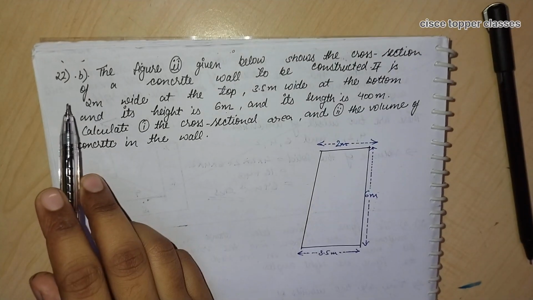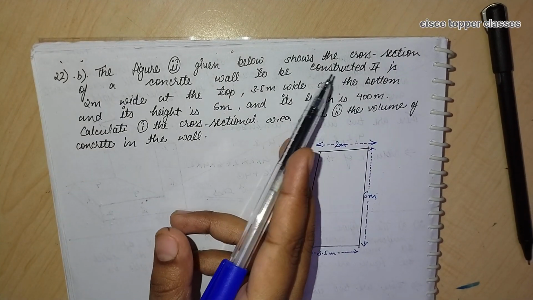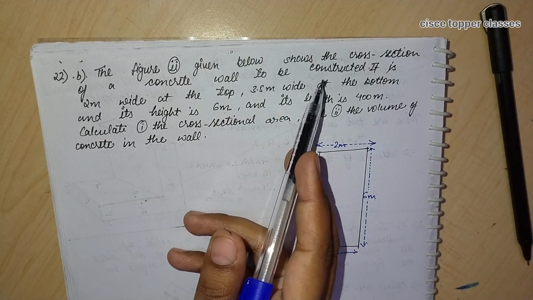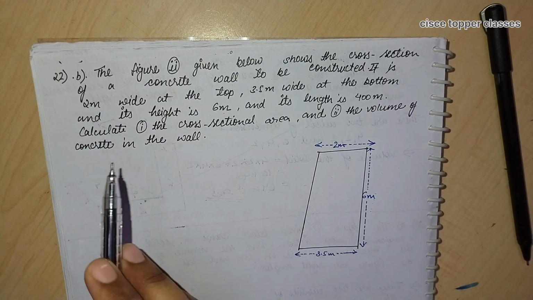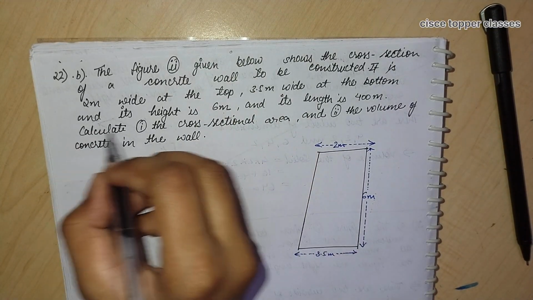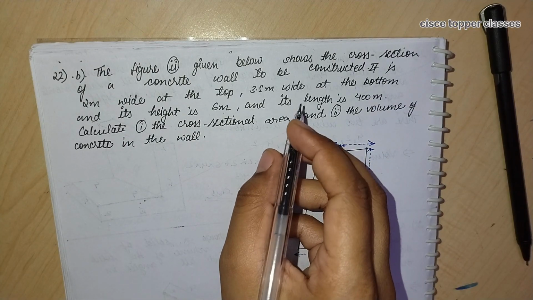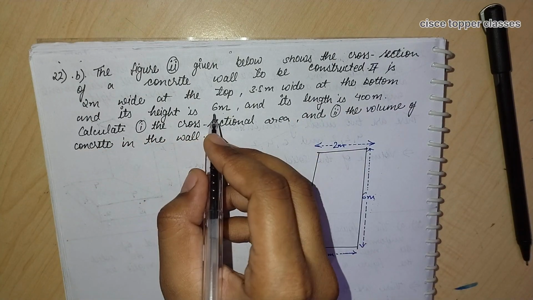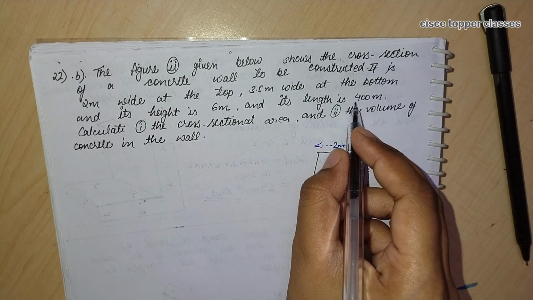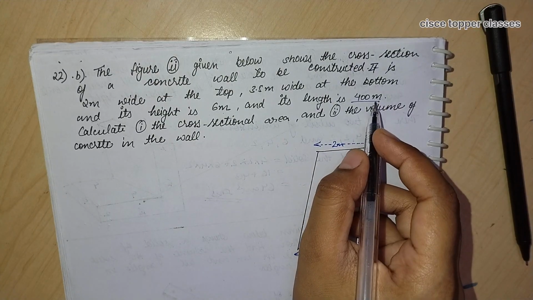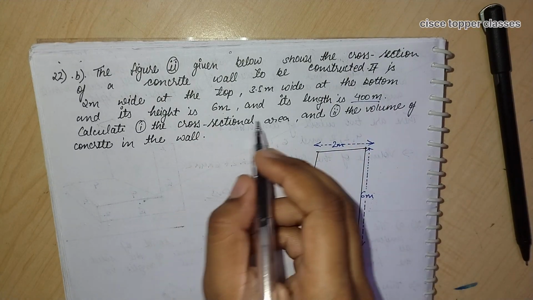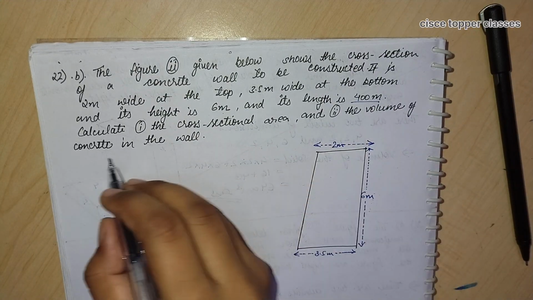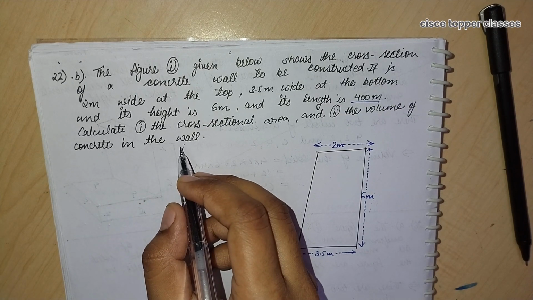Let us solve here 22 second part. The figure given below shows the cross section of a concrete wall to be constructed. It is 2 meter wide at the top and 3.5 meter wide at the bottom, and its height is 6 meter and its length is 400 meter here given to us. Then calculate the cross section area and the volume of the concrete in the wall.